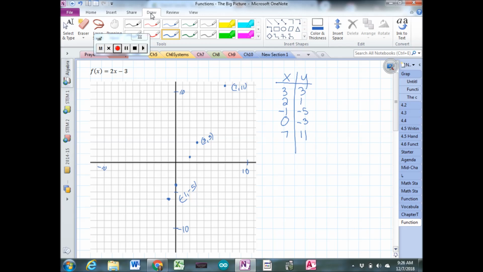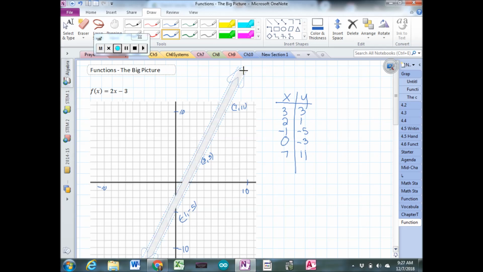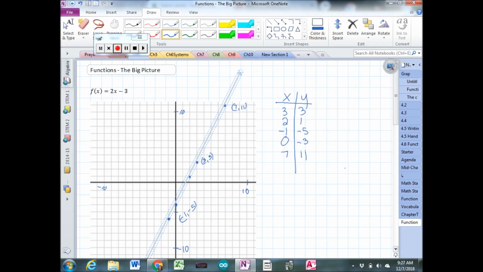And we think, is this a continuous function or a discrete function? Do I need a line, or do I just need to leave the set of points? Well, there's no restrictions on this function. I could have chosen 1/2 or 1/4 or -0.2. I could have chosen any number I wanted as an input. Therefore, since this is a linear function with no restrictions indicated, we're going to need a line for this function. So here is our line.